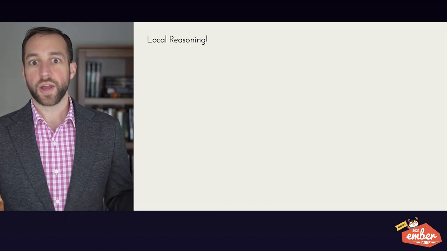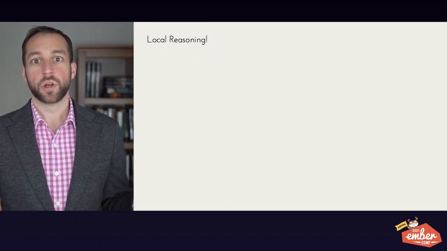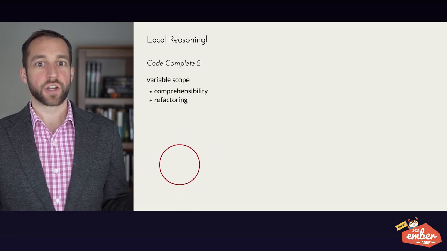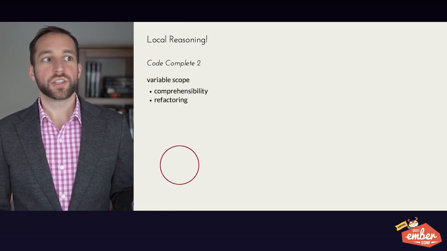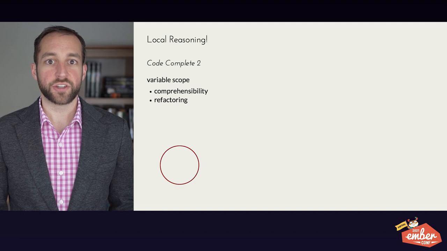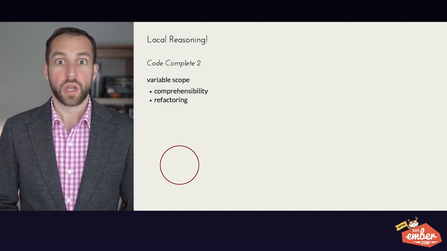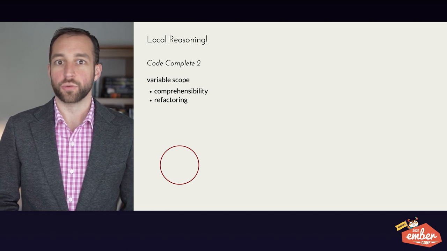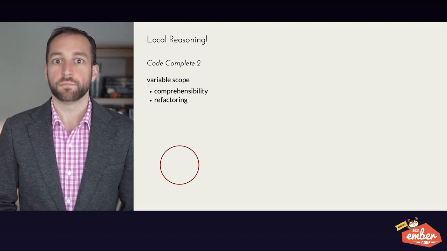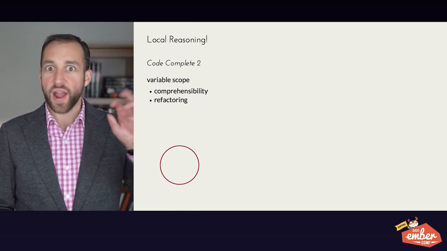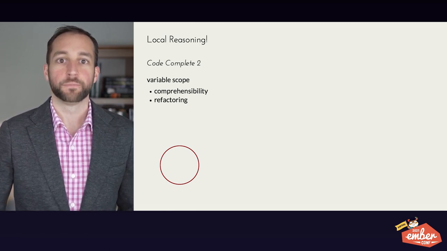So, going back to our first three examples, Code Complete 2's variable scoping guidelines from Steve McConnell helped us improve our ability to reason locally about variables and variable scope. And that improved our ability to work with that code over time because we could now understand it better and make changes to it, extract that loop into its own function.